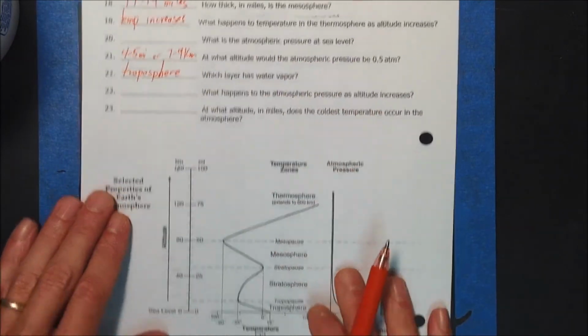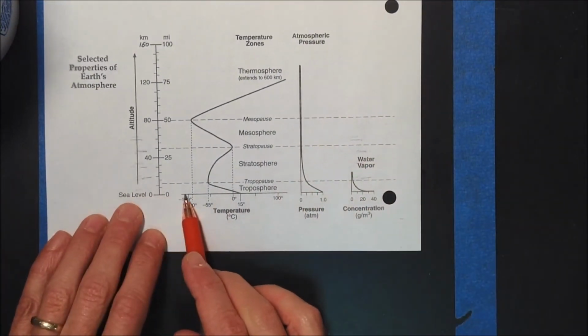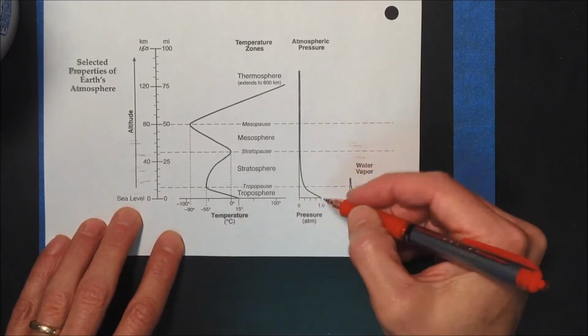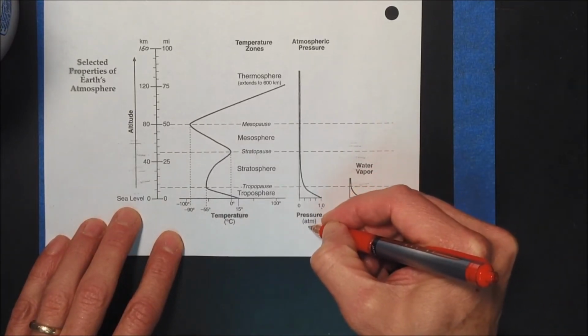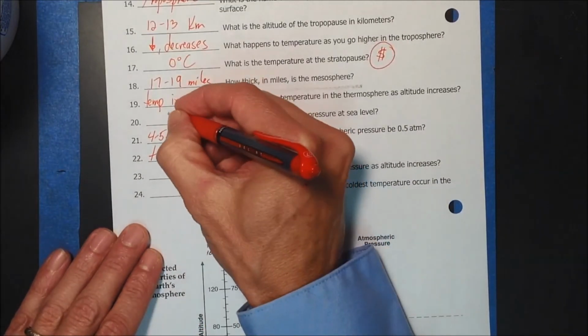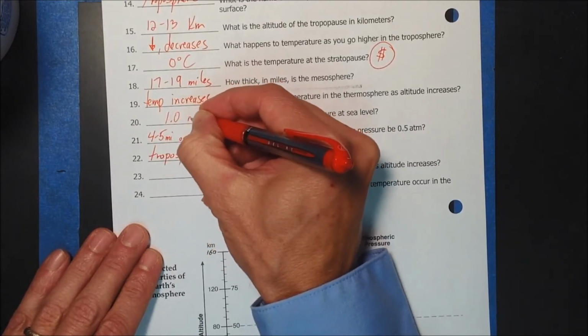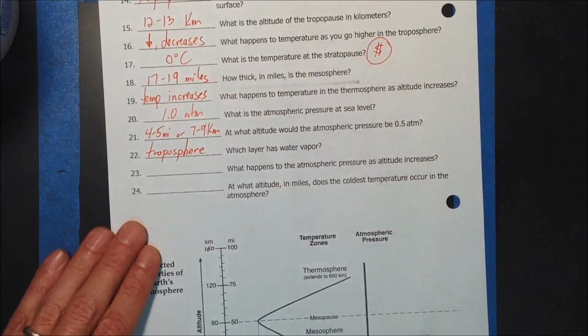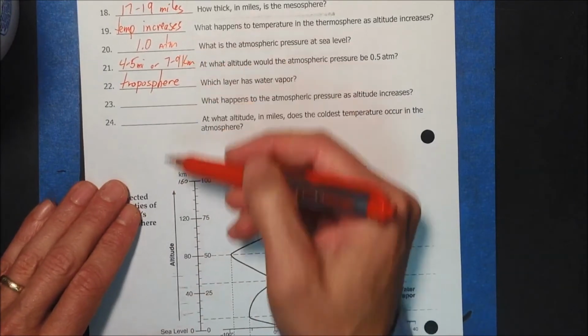What is the atmospheric pressure at sea level? Sea level is right here, and you have to go over to the pressure. It's right there. So that is 1 atmosphere. So 1.0 atm. Do they have 1.0? Yeah, they have 1.0. These we did.